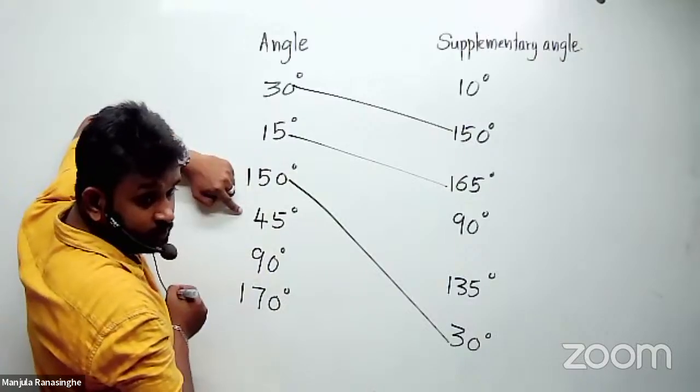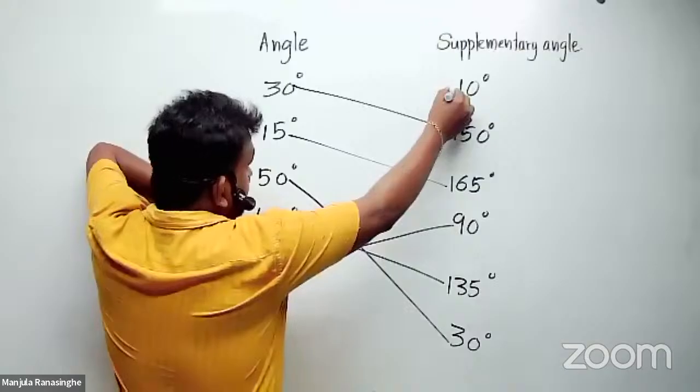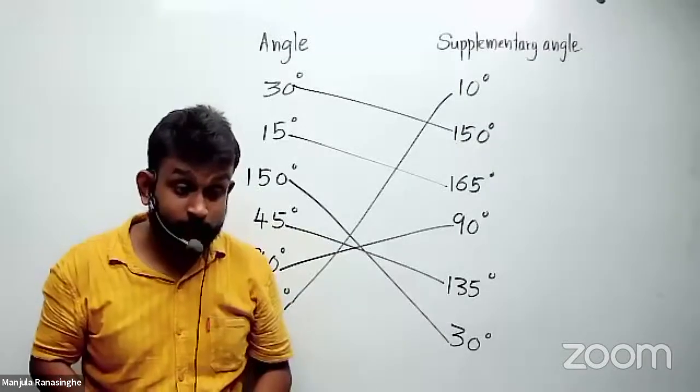Right. Then 45 means 135. 135. Very good. And 90 degrees, 90 degrees. Then 170, that is 10 degrees. Hands up those who got the answer. All correct?